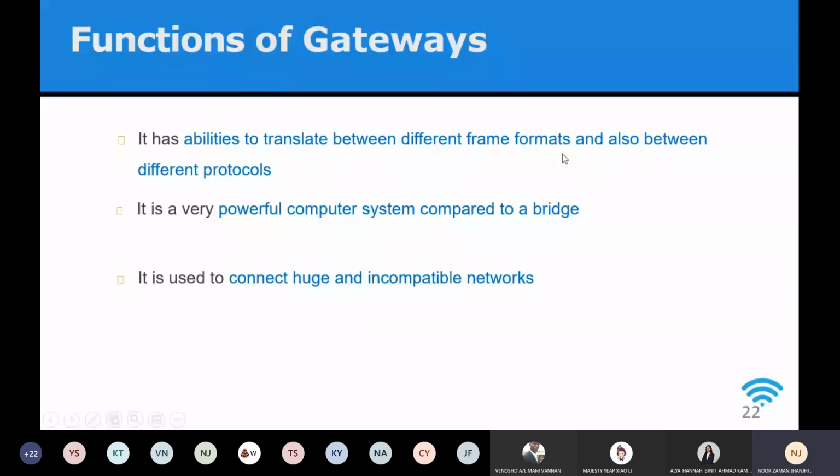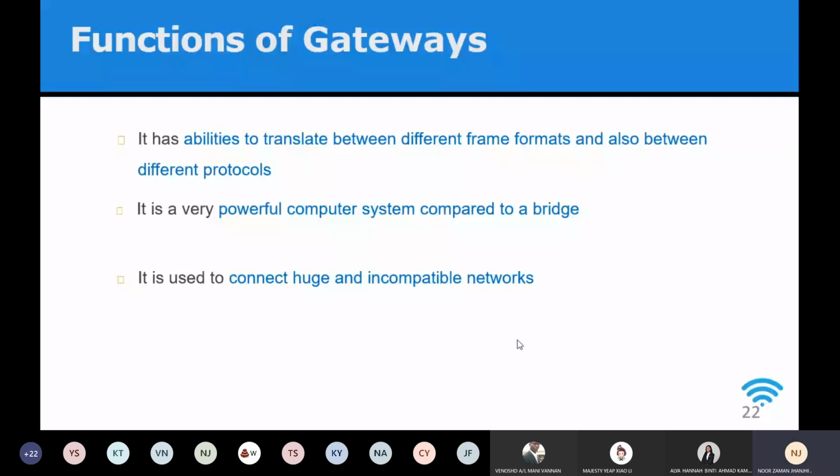It's a very powerful computer system compared to a bridge. Why are we saying it's very powerful? Though the bridge provides us filtering, connectivity of the two networks, segmentation of the two networks, and helps us control the congestion, the bridge is only working for the two layers. So this is more powerful. It's working on all of the layers, and it is connecting two different types of networks which are using different protocols. That's why we can say this is the difference.